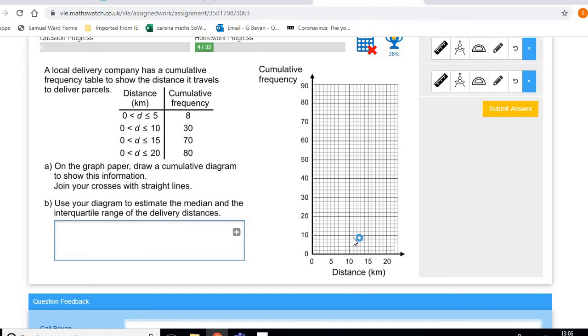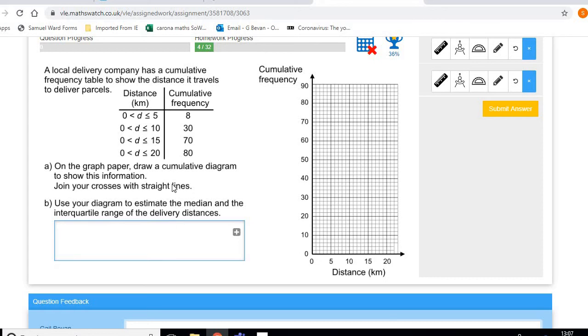As I say, I'm not sure if it's going to let me write on there. It's not letting me use the tools. I think it might be because I'm videoing this. But the coordinates that you would plot would be 5, 8, then 10, 30, 15, 70, 20, 80.